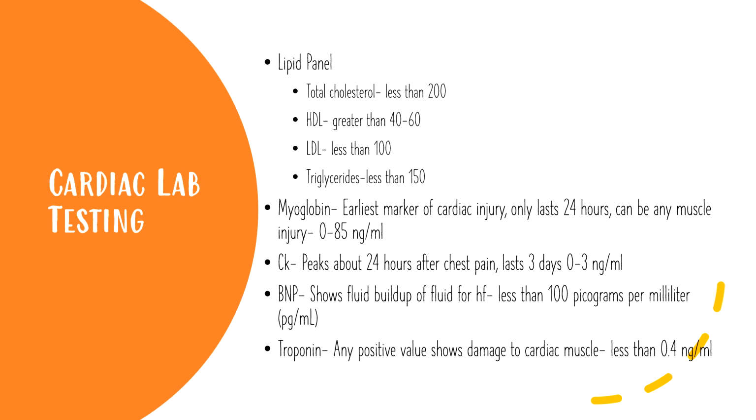CK is general muscle injury, peaks about 24 hours after chest pain, lasts a couple days. And then troponin, any positive value shows damage to our cardiac muscle. BNP is our lab that we do for heart failure. If that's positive, then we're having a fluid buildup, our ventricles are stretched. So BNP is for heart failure. CKMB, myoglobin, troponin, those are all labs if patients are having chest pain to see if they're having an MI.